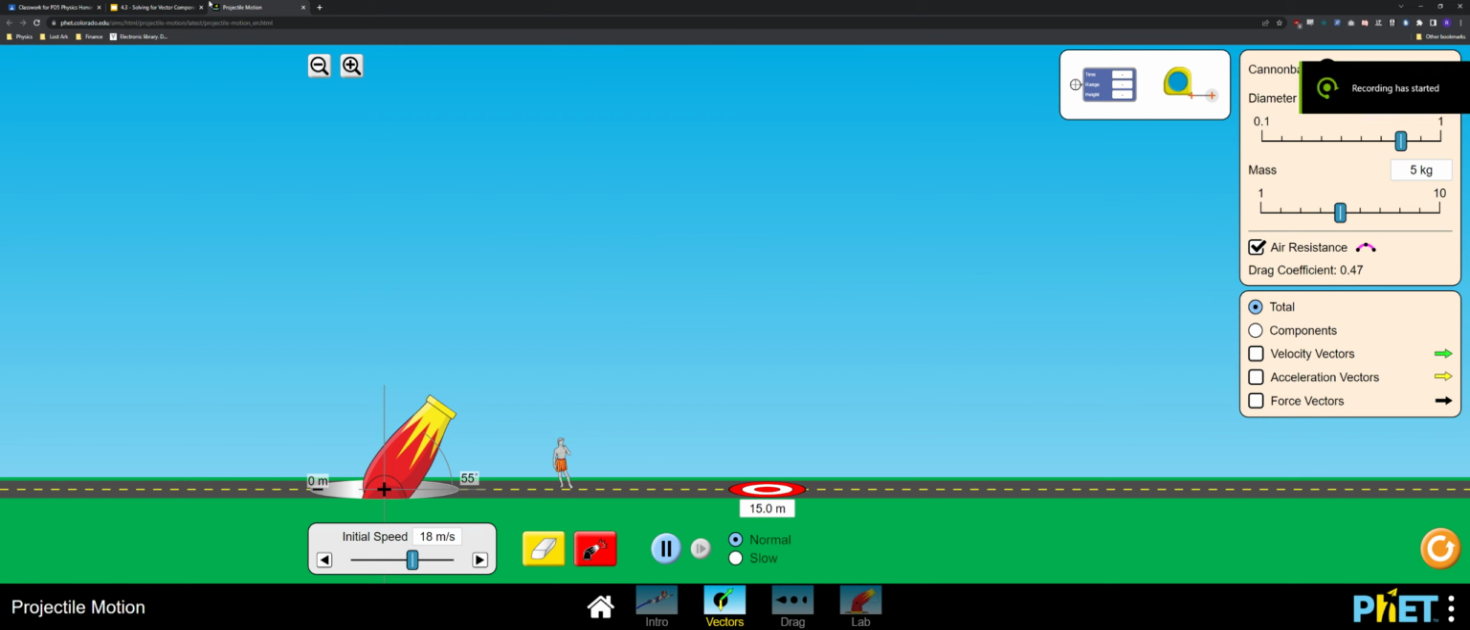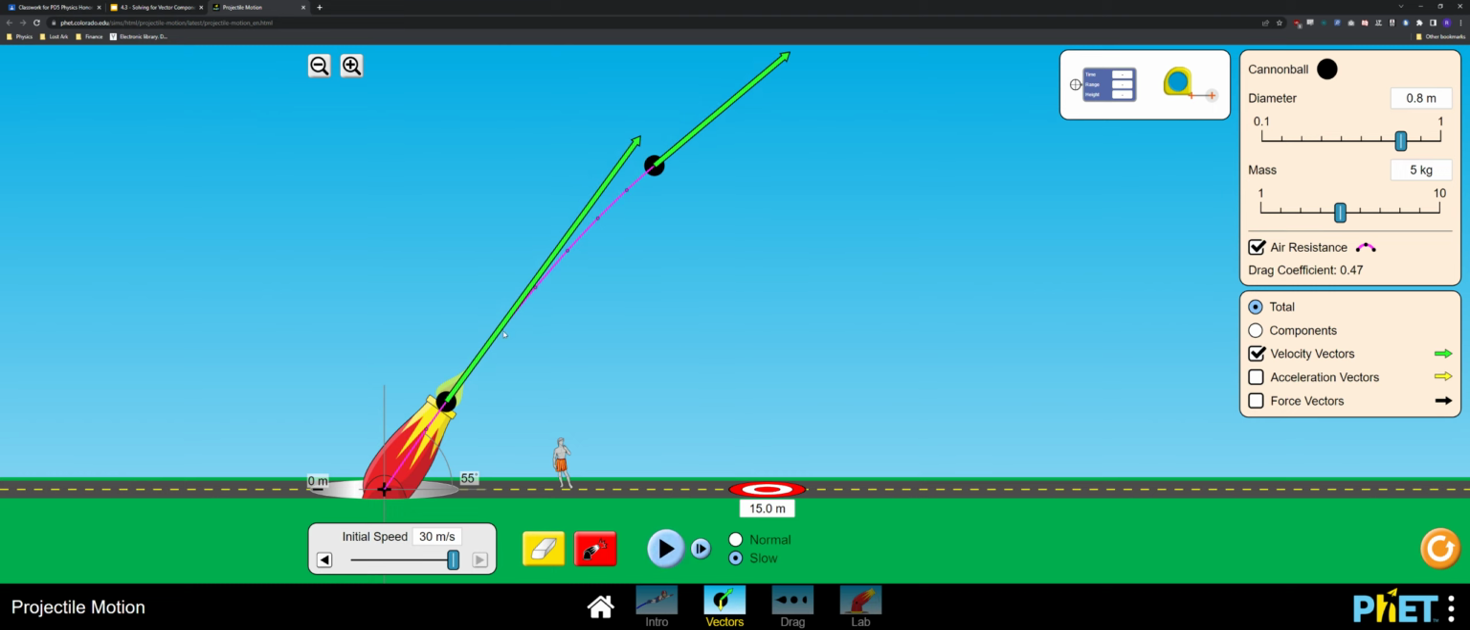All right, so this is going to be a lesson on 4.3, solving for vector components. We have the simulation here. You have a projectile launcher, and I'm going to launch this object and put it in slow-mo.